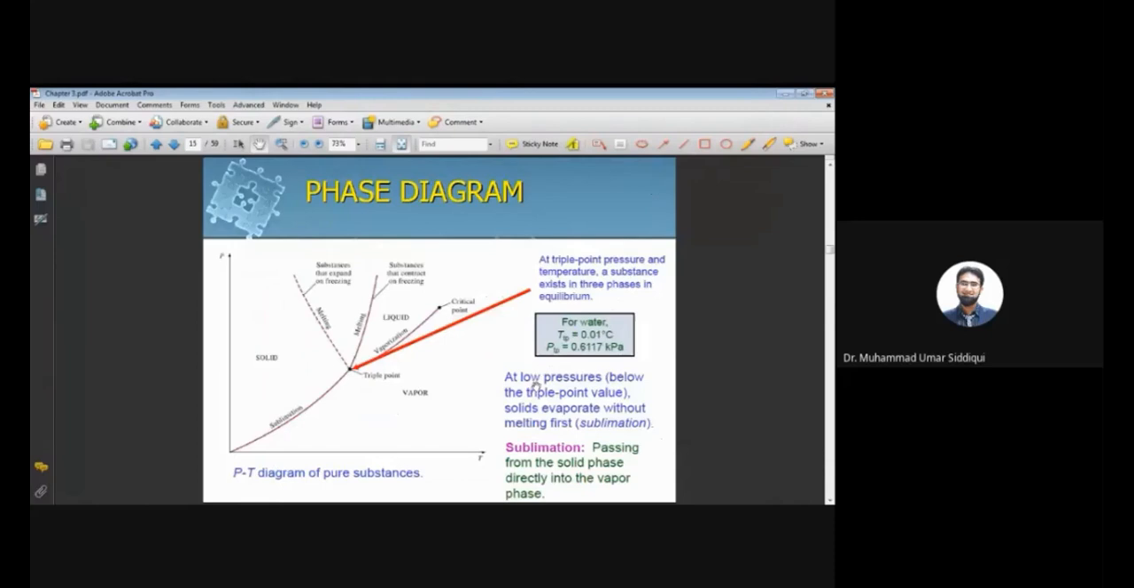We also talked about the PT diagram. Again, for the PT diagram, I told you that it's not much of our concern, but you should know this diagram. You should know all the points, all the lines, the process of sublimation, at least the definition. What does sublimation mean? Triple point: I don't want you to memorize the temperature and pressure values, but at least you should know what the triple point is in general. At the triple point pressure and temperature, a substance exists in three phases in equilibrium. So all three phases are going to be there in equilibrium at that point. So you should know all these diagrams.